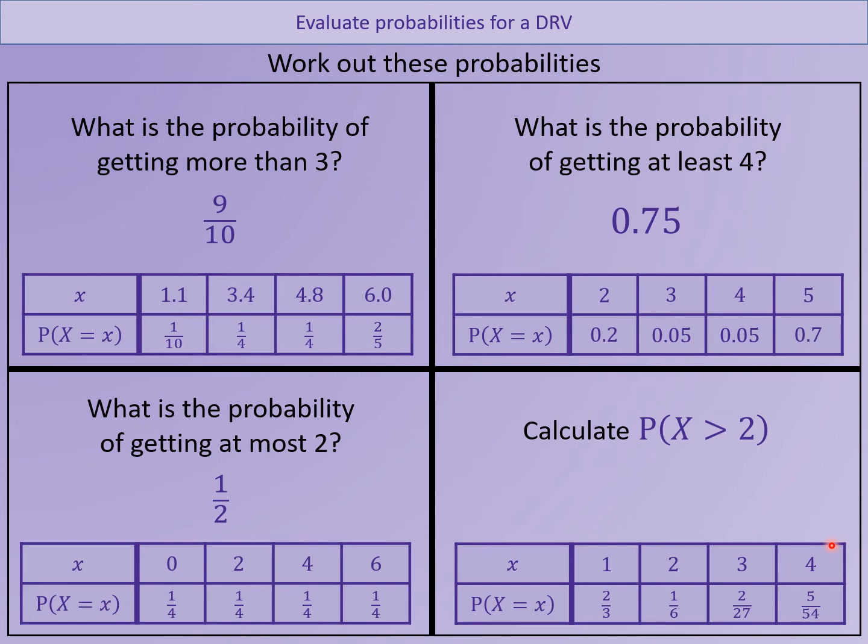And in question 4 we have probability that x is greater than 2. So greater than 2 is these two values here, 3 or 4. So if we add together the two probabilities, we get 1/6.